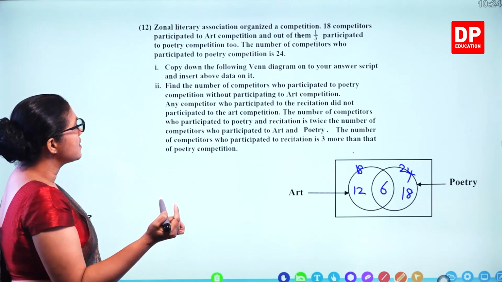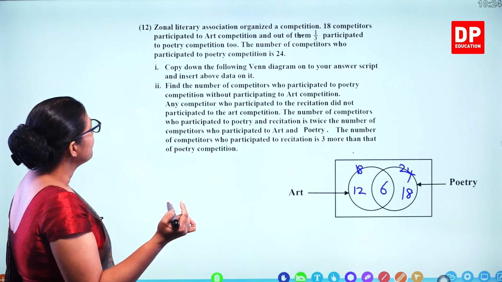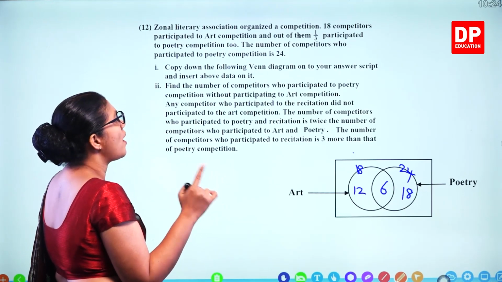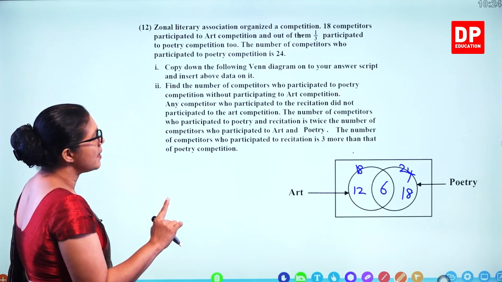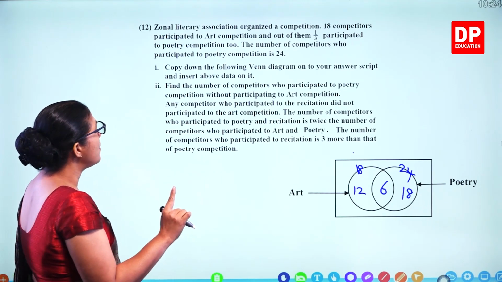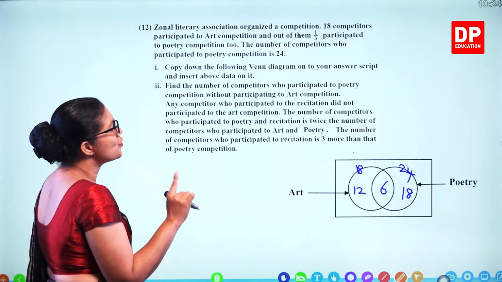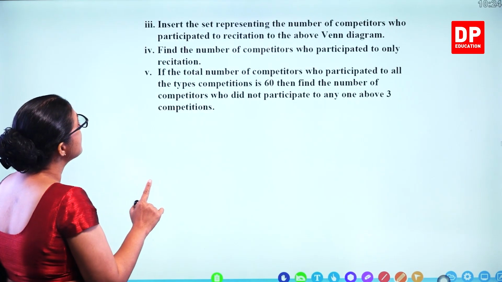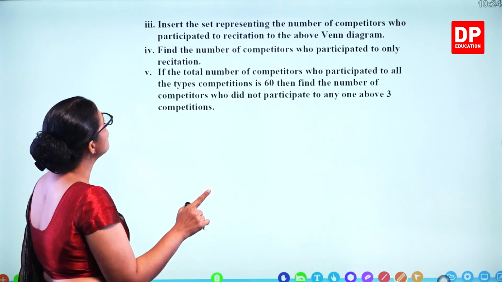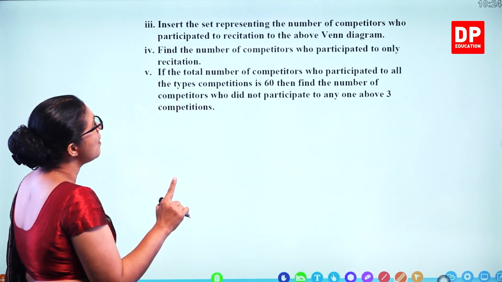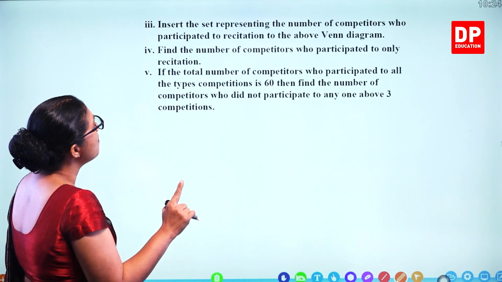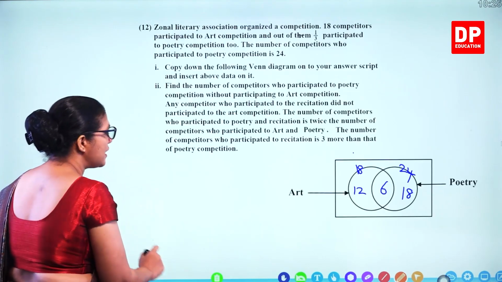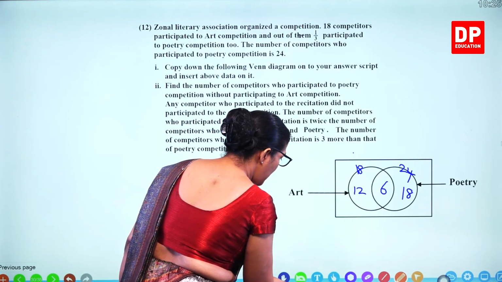So there's another circle. Recitation. The number of competitors who participated in poetry and recitation is twice the number of competitors who participated in art and poetry. The number of competitors who participated in recitation is 3 more than that of poetry competition. And then they ask, insert the set representing the number of competitors who participated in recitation to the above Venn diagram and find the number of competitors who participated in only recitation. So first we have to draw the diagram. In the new diagram, we need 3 circles.